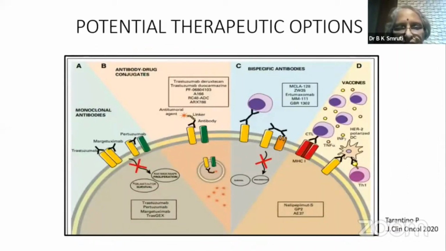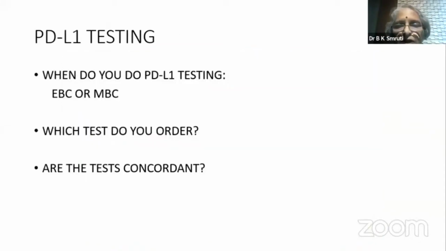So you can see that these are all the potential therapeutic options. And as mentioned, antibody drug conjugates are the most promising therapies. And of course, you have some bispecific antibodies and vaccines also on the horizon. So I think we are looking at a very interesting aspect. Next slide, please. Now, coming to the next one, which is PD-L1 testing.